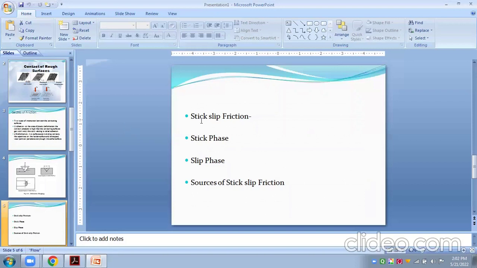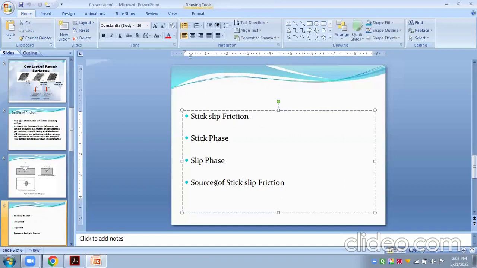So examples of this stick slip friction are chatter in bearings, chatter in windshield wipers, chatter during machining, musical notes, jerking of the brakes. Okay, like when the sliding velocity is deliberately varied. So what are the sources of this stick slip phenomenon? You have to see. What are the sources?